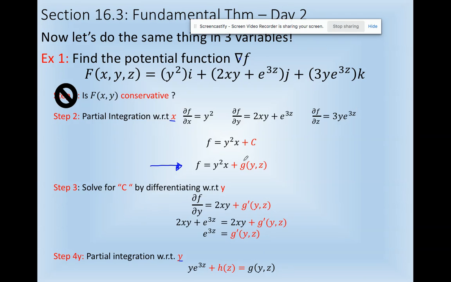I can now replace this, right? Copy, paste. So bye-bye to that. And now I can write little f is y squared x plus g of yz. But I found what g of yz was equal to. Now what? I'm 2/3 of the way there. What do I do now?